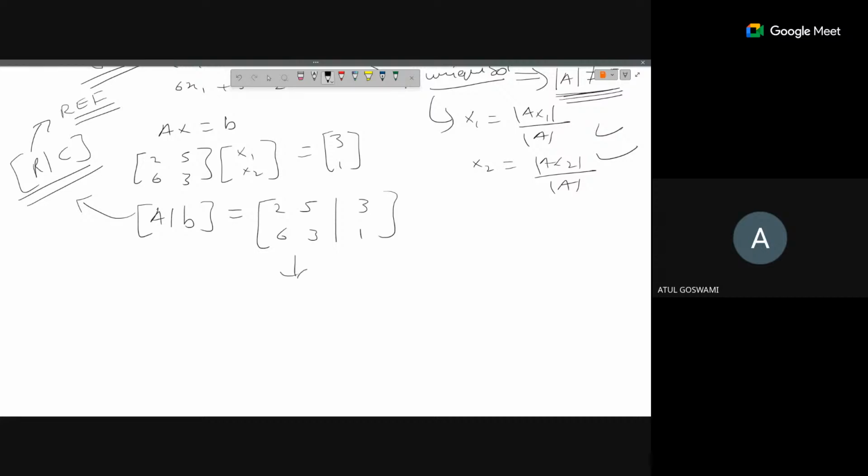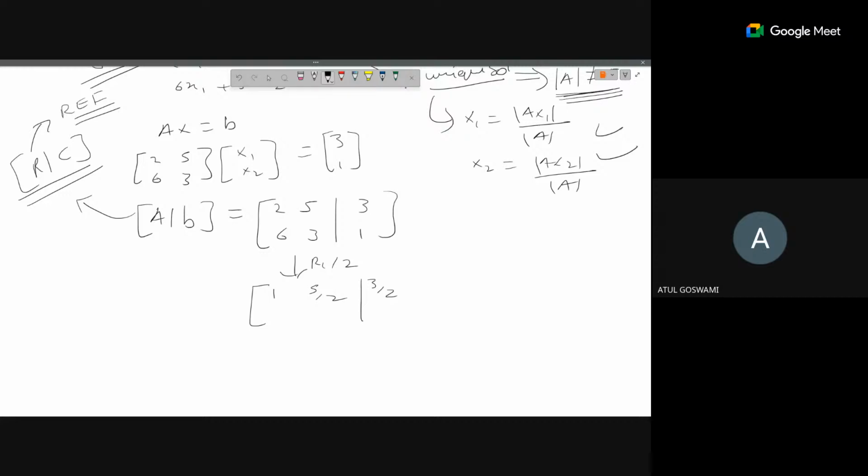Now try to convert this matrix A into RREF. For that, this entry should be leading. Are you with me or not? Just say yes, sir. Yes. To convert this into a leading entry, we divide the first row by 2. So row 1 divided by 2, you get 1, 5 by 2, 3 by 2.